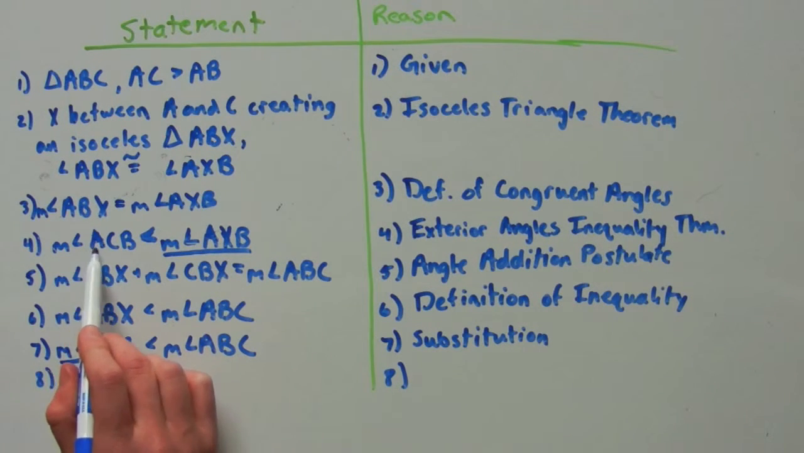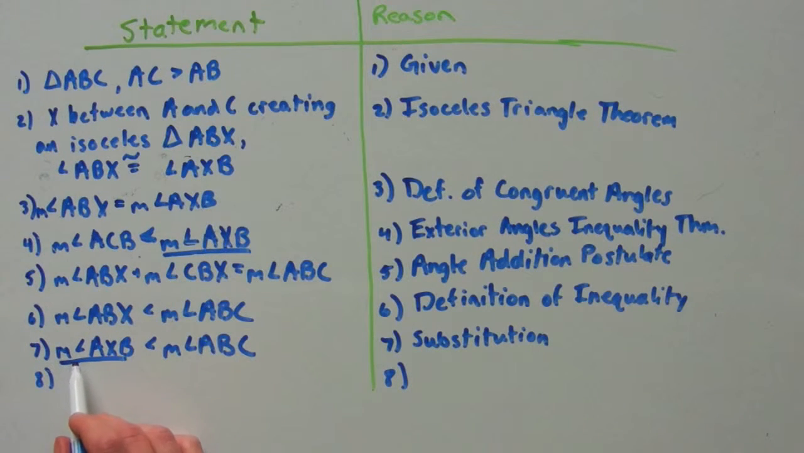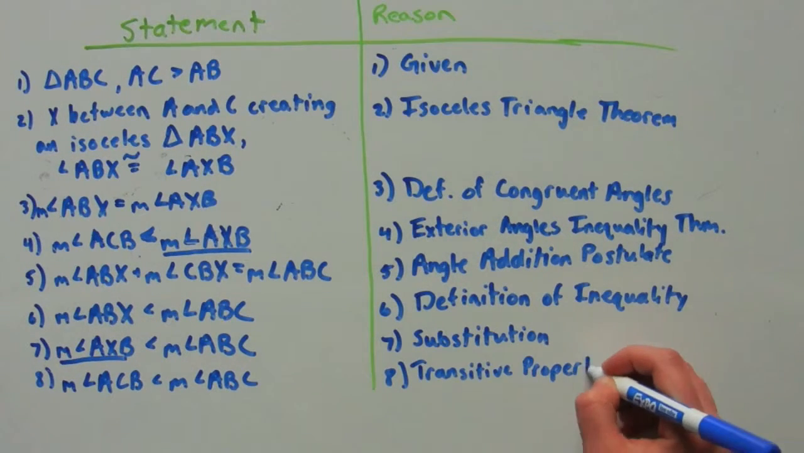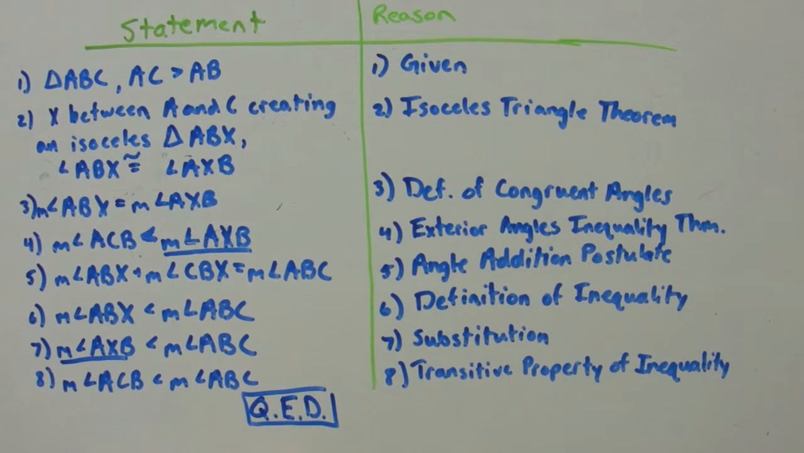Since the measure of angle ACB is less than the measure of angle AXB, and the measure of angle AXB is less than the measure of angle ABC, then the measure of angle ACB is less than the measure of angle ABC. And that's by the transitive property of inequality. And that is what we needed to prove.